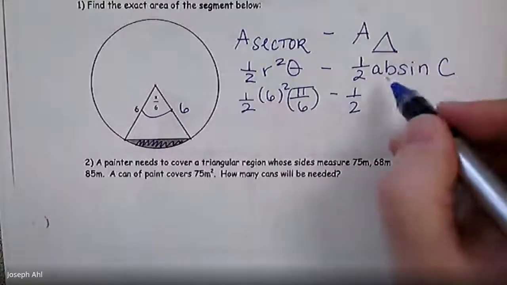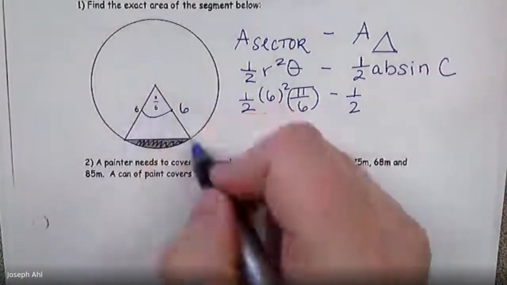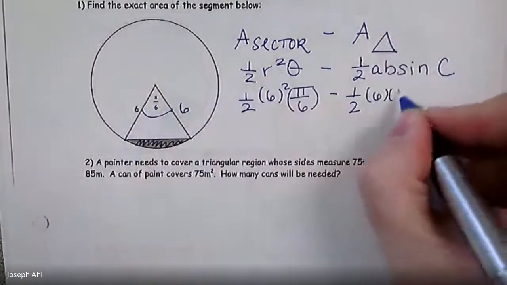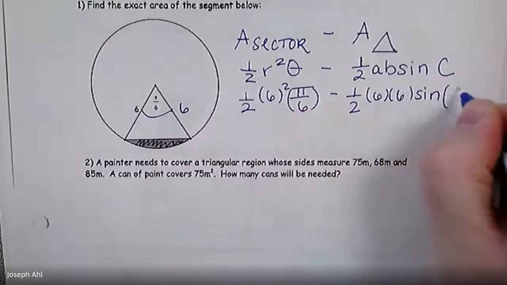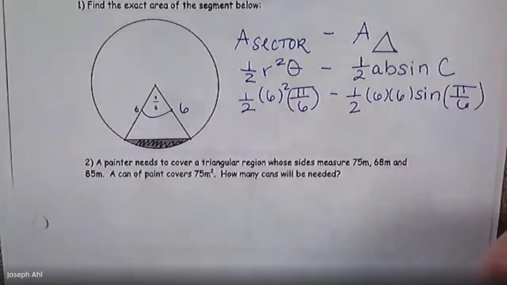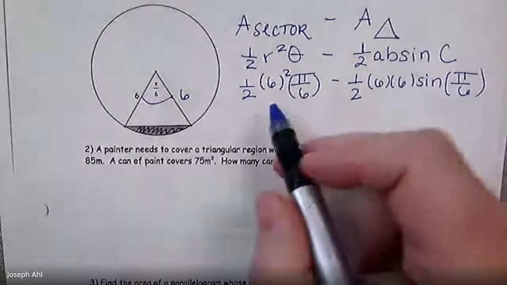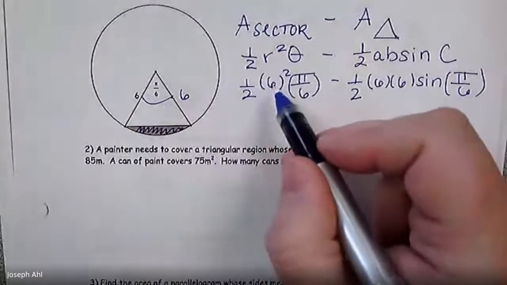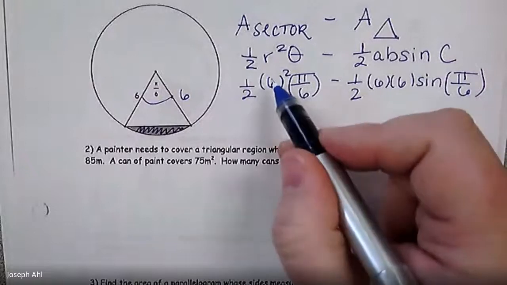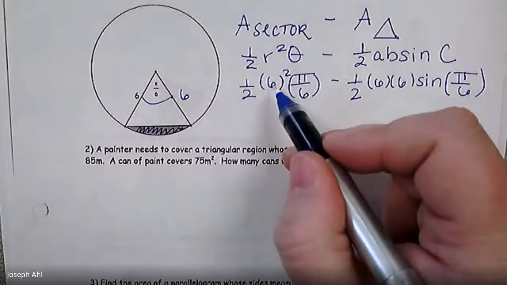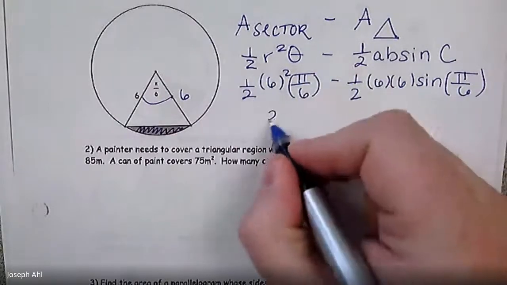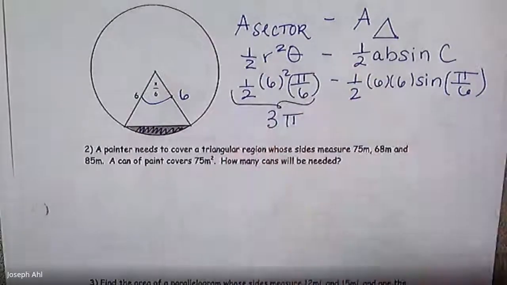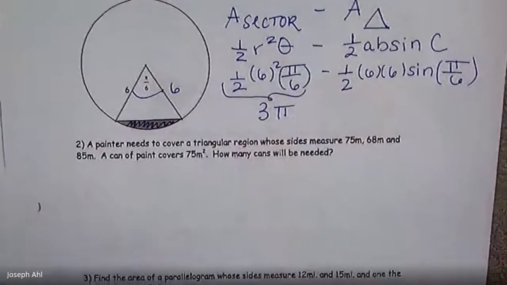Minus 1/2 of a and b are both sides, the 6 and a 6, and then times sine of pi over 6. I'm going to leave this as an exact answer in the end, but let's go ahead and simplify here. Okay, I know this is 36. 6 goes into 36 6 times, and then half of 6 is 3. So this whole thing becomes 3 pi if I leave the pi out of it, right?